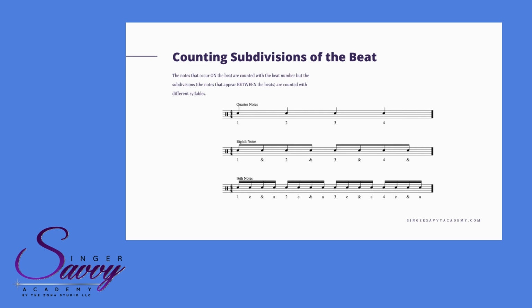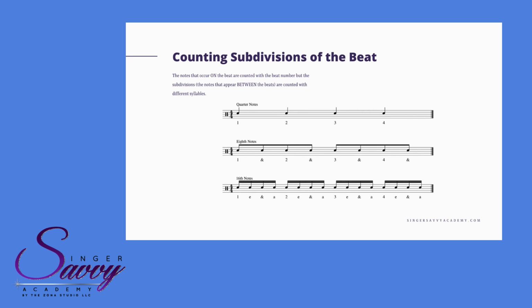But the divisions or subdivisions of those beats have to be counted with different syllables. Okay? Because we can't count them with numbers, the numbers are already represented by the beats. So you notice in this example here, the top staff are 4 quarter notes. Okay, so we're in 4/4 time. This is one measure. Each quarter note gets one beat.